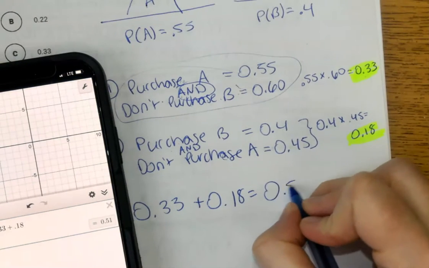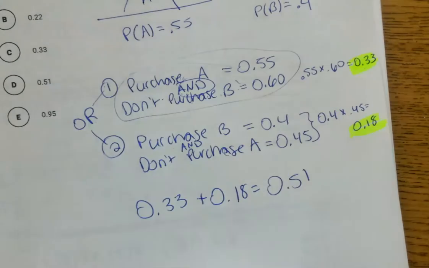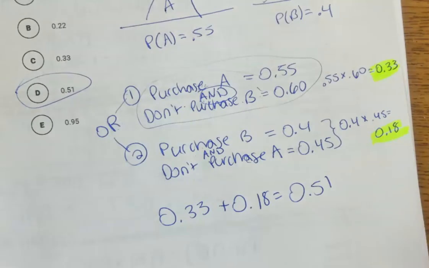And I get 0.51, which is D. See, that wasn't too bad.